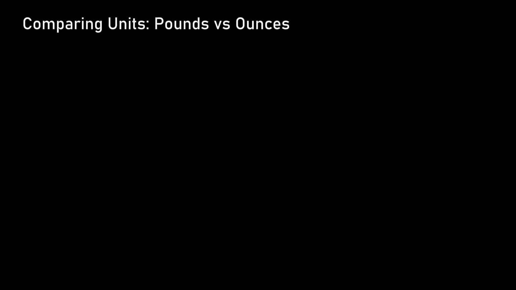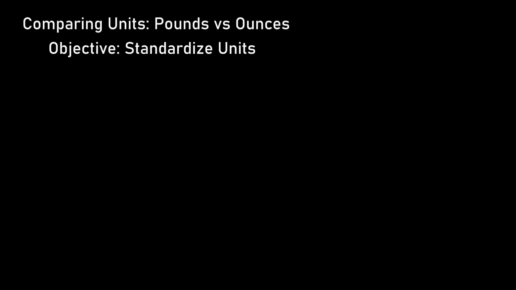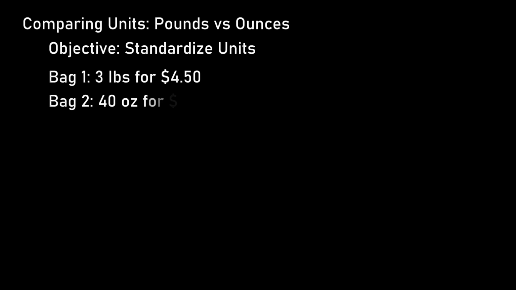Sometimes the math can get a little tricky when items are measured in different units, like pounds versus ounces. Our objective is to standardize units to compare prices accurately. Let's look at a common scenario in the produce section with bags of apples. Bag number 1 is a 3-pound bag priced at $4.50. Bag number 2 is a 40-ounce bag priced at $4.